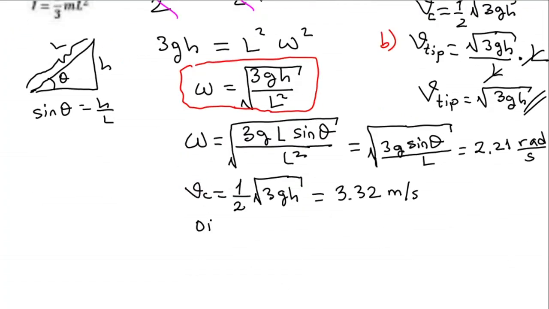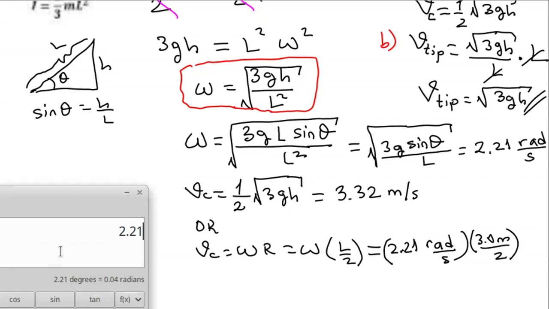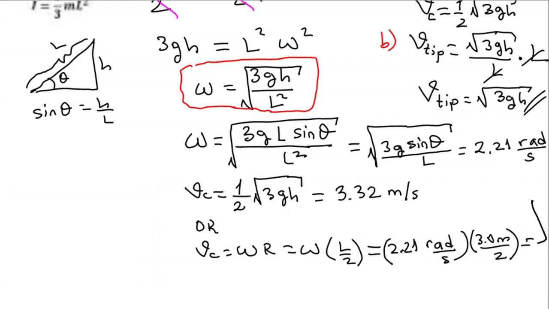Or vC equals omega r, omega times half length, L/2. Omega we found is 2.21 radians per second, and the length was 3 meters, so 3.0 meters over 2. 2.21 times 1.5, half of 3. So it gives you 3.315. That's the rounding. The same answer. This was part A.